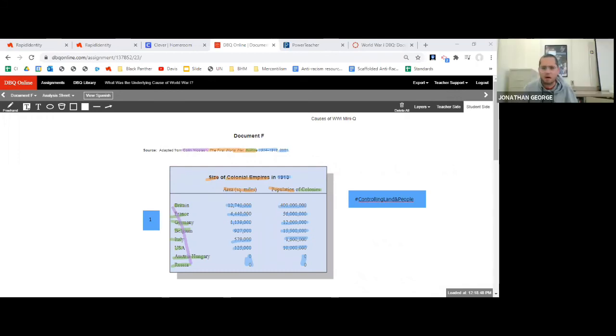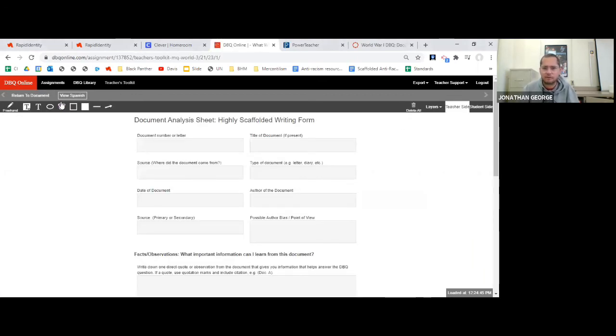All right, so that's that. Now here is what your asynchronous work is going to be. Everybody go to this highly scaffolded writing form, the document analysis sheet. I'm not going to do anything with you on this. This is on you. You need to show mastery here.